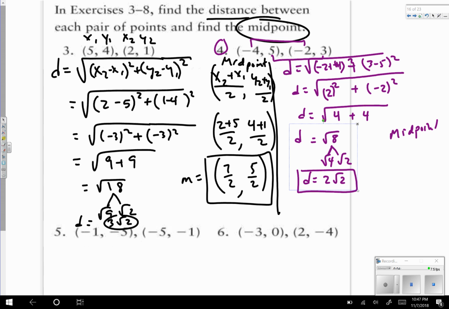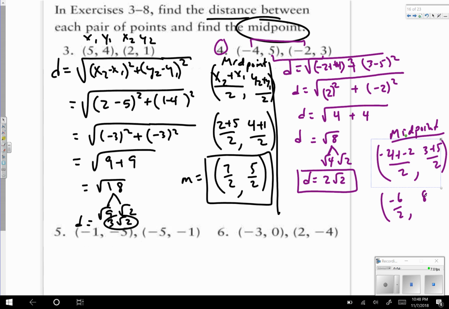Midpoint. Again, we're going to take our two x's and add them up. So negative 4 plus negative 2 over 2. And then we're going to do the same thing with the y's, 3 plus 5 over 2. So negative 4 plus negative 2 is negative 6 over 2, and 3 plus 5 is 8 over 2. So negative 6 divided by 2 can be simplified to negative 3, and 8 divided by 2 is 4. So here is our midpoint.